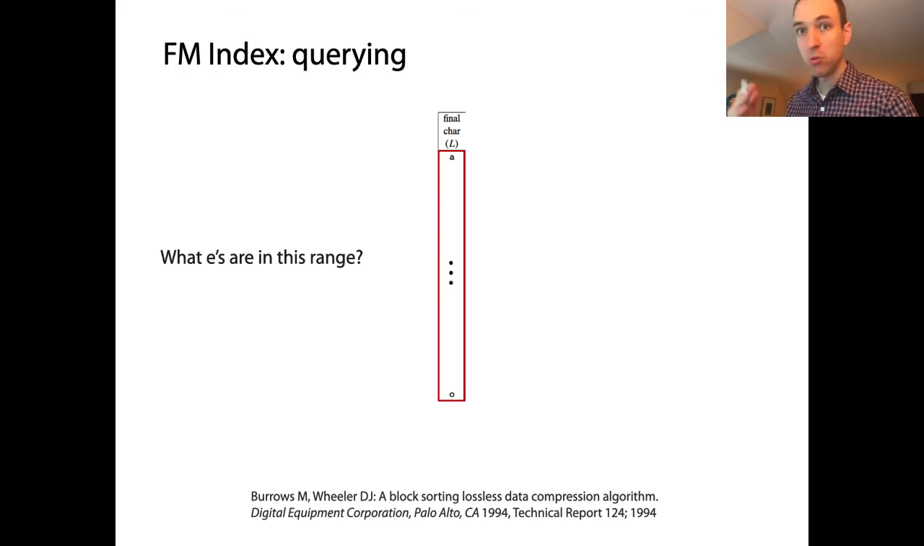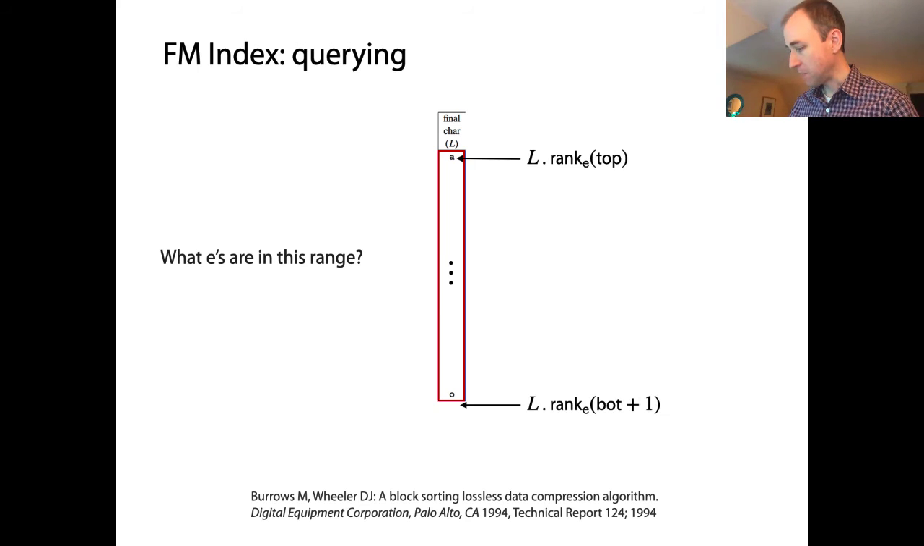The way we would do that is we do 2 rank queries, one at the top and one at the bottom. Corresponding to the top of this interval, where the A is, we would do a rank subscript E. And corresponding to the bottom, or more accurately, just past the bottom, why? Because rank queries answer how many times does a character occur up to but not including that row. But we would like to include this row, so we have to go one past that row. And so we're doing a rank query just past the end of the bottom of that range. And again, we're asking for the rank subscript E.